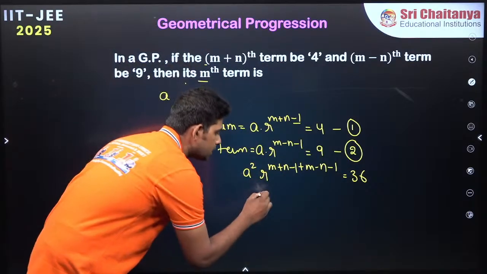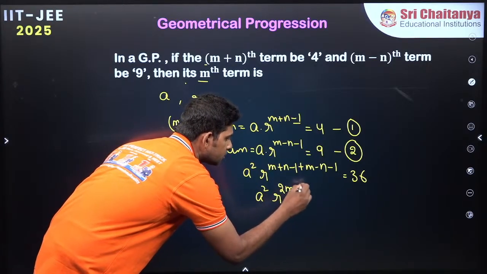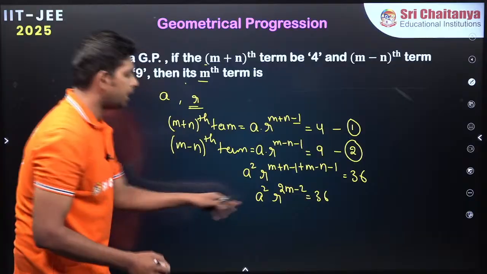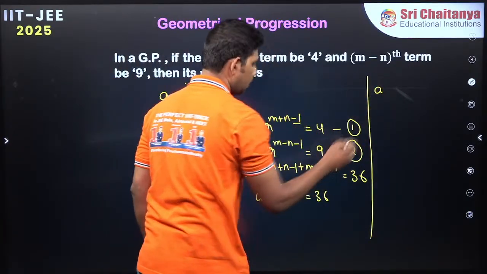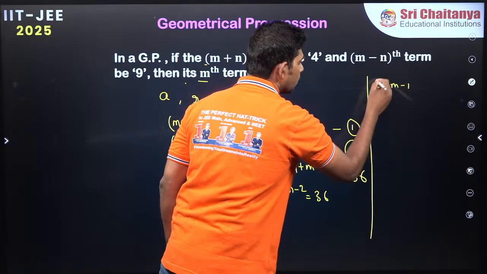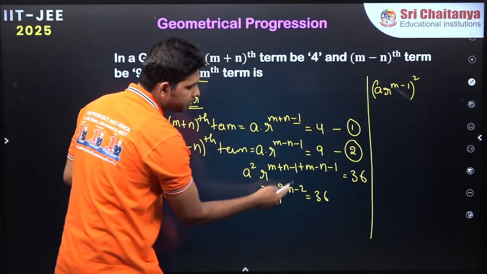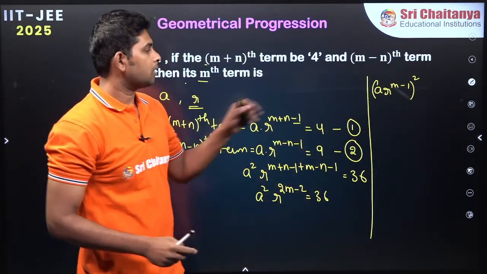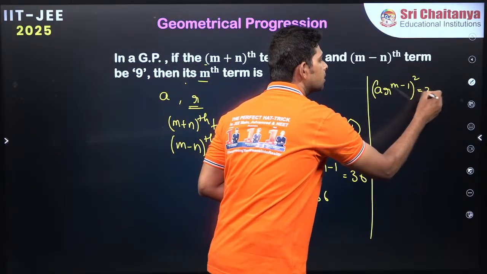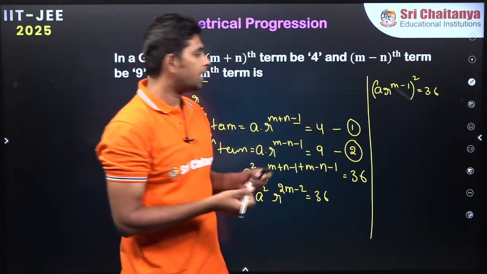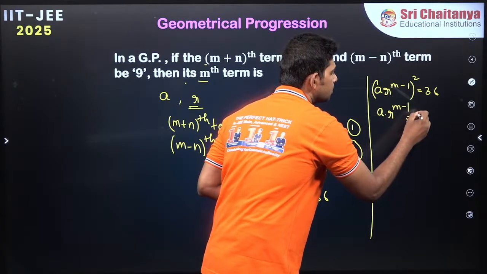Now you can see that this is a square r power 2m minus 2 is equal to 36. So can I take this one as, I am just writing here, a times r power m minus 1 whole square. Here 2 times m minus 1 I am writing as m minus 1 times 2. So I can write this as a into r power m minus 1 whole square, which is equal to 36. Now taking the square root of 36, which is giving us a into r power m minus 1 is equal to 6.